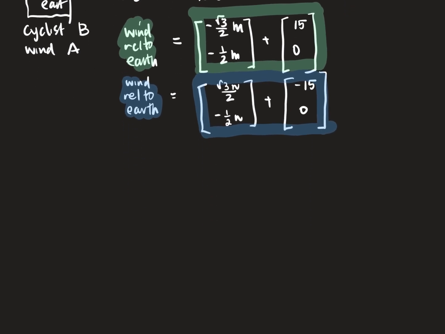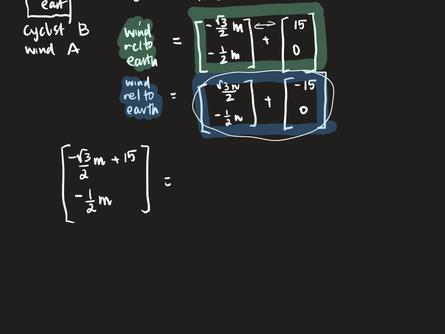I'm going to say negative root 3 over 2 m plus 15. I've just combined these two terms. That's the i component. Negative 1/2 of m plus 0 must be equal to this box here: root 3 n on 2 minus 1/2 of n, and then that one there is minus 15. Okay, vector equality. I equate the i's and I equate the j's. I'm going to start with the j's because they look simpler.